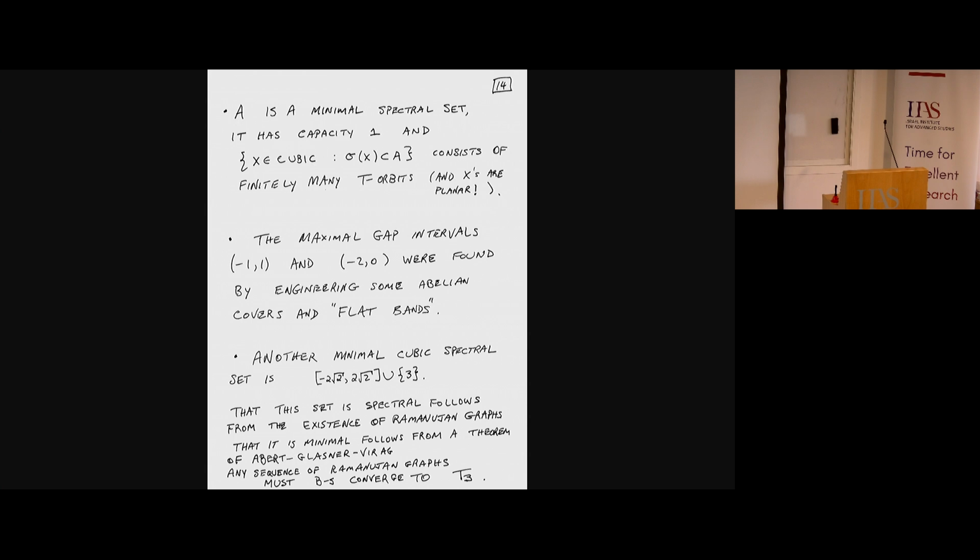And if you slightly relax the Ramanujan condition, like Ramanujan plus epsilon, would this fail? Yeah, or I think so. Well, does it?